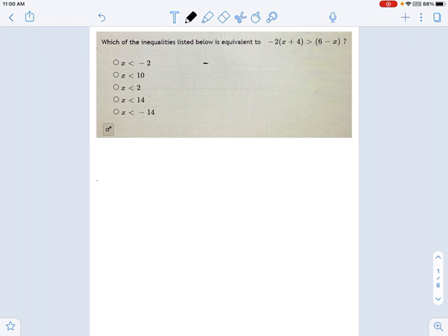First of all, distributing the multiplication. I have negative 2x minus 8. Okay, that's on the left side. And I know that this is greater than 6 minus x.